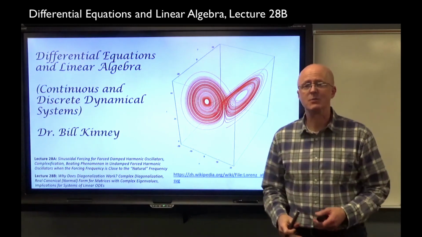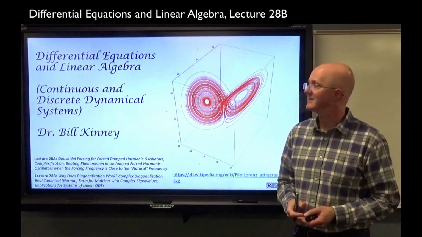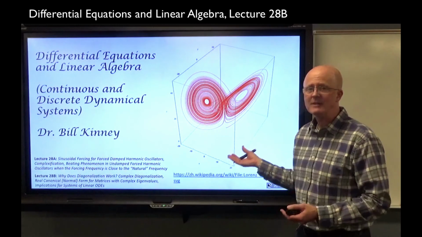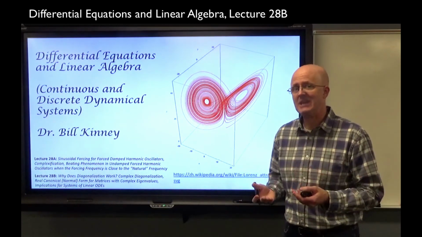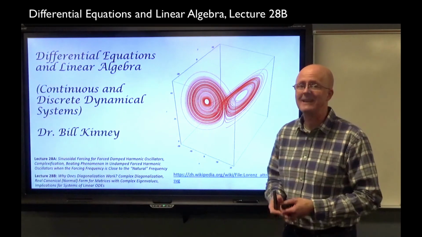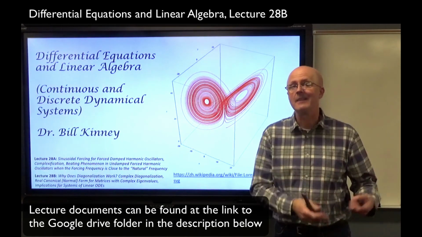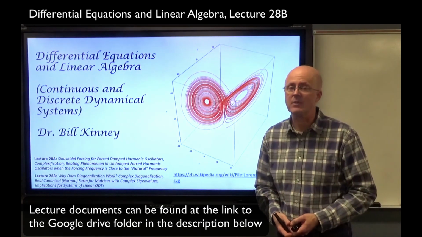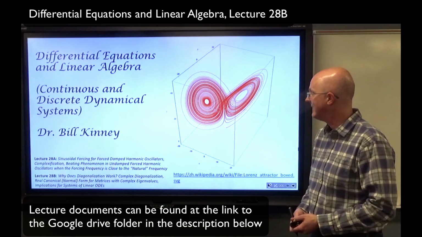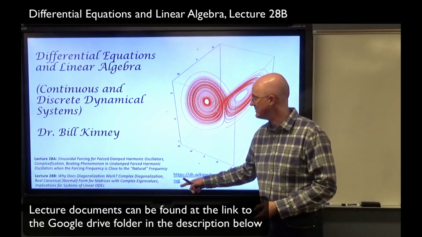In recent lectures where I focused on linear algebra content for our course here, I focused on the idea of diagonalization of square matrices based on eigenvalues and ideally linearly independent eigenvectors that form a basis for Rn. Here in lecture 28b, that continues.